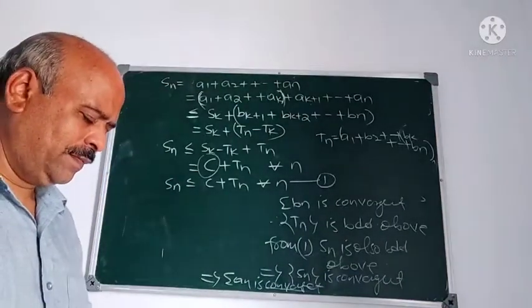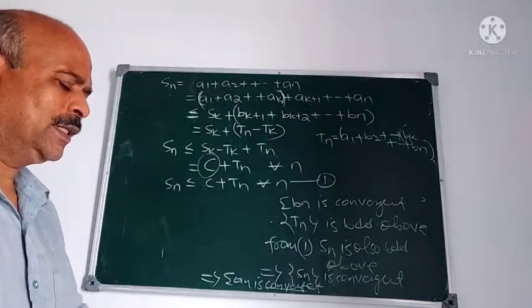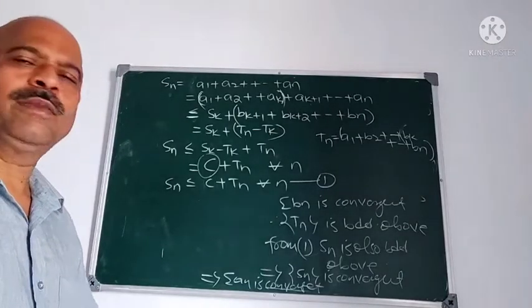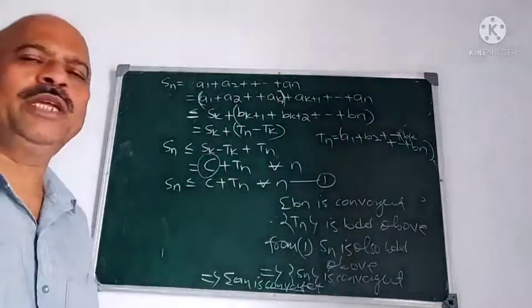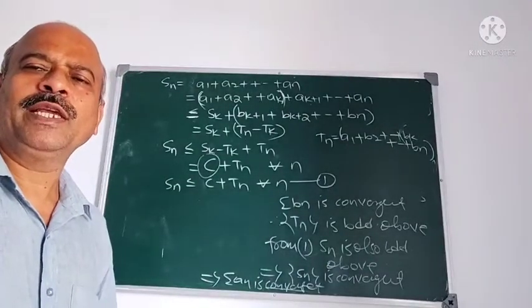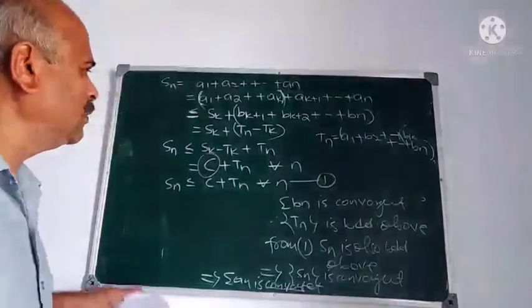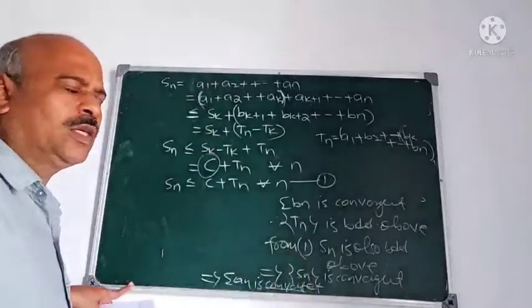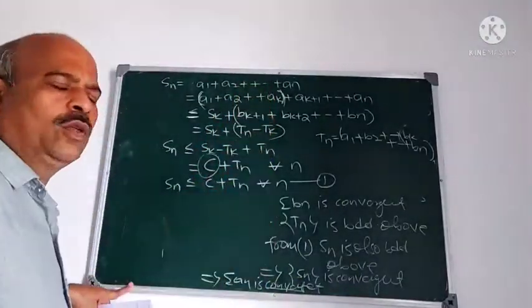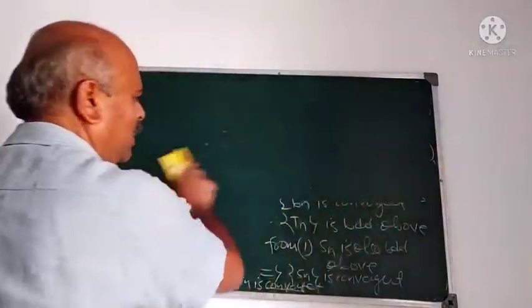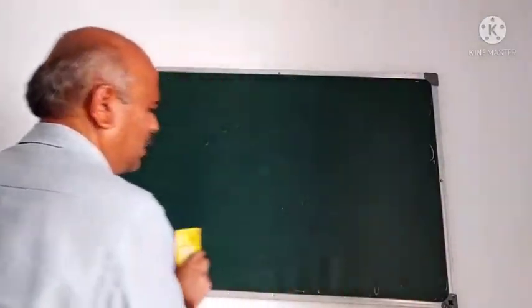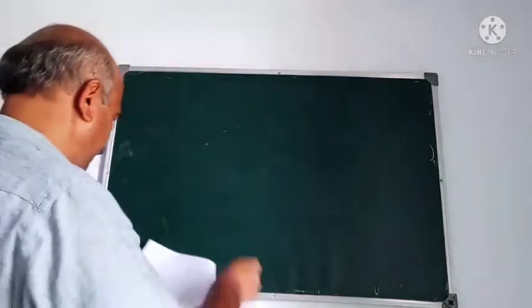What does the theorem say? The theorem states like this: if sigma an, sigma bn are two positive term series and an is less than or equal to bn for all n greater than k, then if sigma bn is convergent, sigma an is also convergent. This is the proof. We go through the proof again. Simple it is. Only the definition of a convergent series is used.